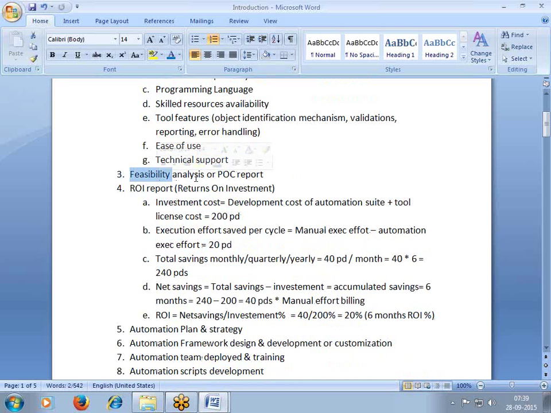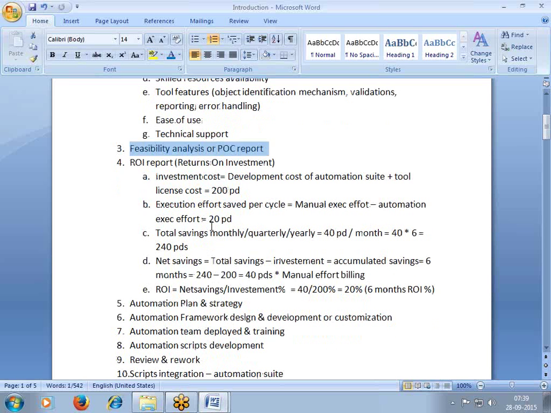After finishing the technical feasibility study, they will calculate ROI. What is ROI? ROI means return on investment. At the end of this feasibility analysis, we can come to the conclusion whether this project is feasible for automation or not. If it is feasible, how much percentage of the application can be automated, and how much effort and estimation is required to automate it. All those things we can find out from this feasibility analysis.